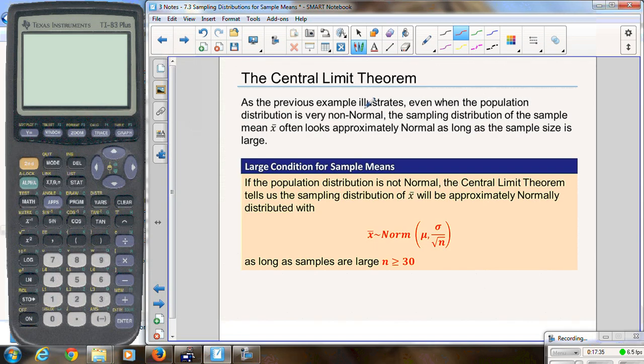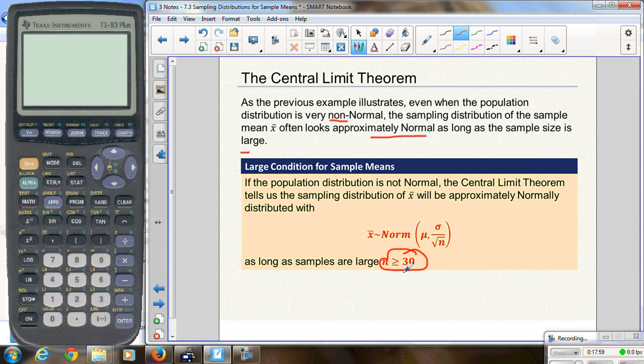So as the previous example illustrates, even when the population distribution is very non-normal, the sampling distribution of the mean, x bar, is often going to look approximately normal as long as the sample size is large. So we're going to still use the normal distribution, and what we mean by sample size being large is that n has to be over 30.